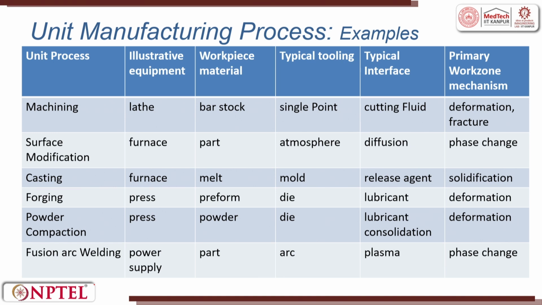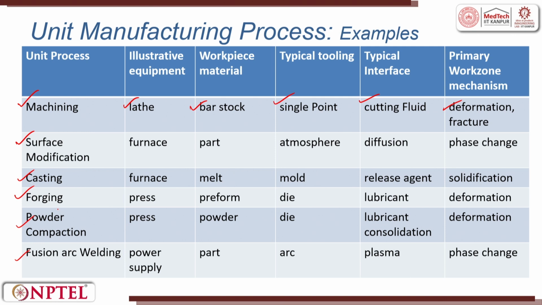There are certain examples of unit manufacturing. As I took the example of machining. In machining, an example could be lathe, workpiece is bar material, type of tooling is single point, typical interface across the tooling is cutting fluid, primary work zone mechanism is deformation and fracture. Similarly, for other processes, which are unit processes, for surface modification, for casting, for forging, for powder compaction, for fusion arc welding, there are certain examples.